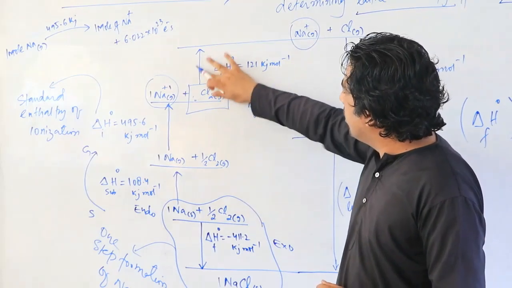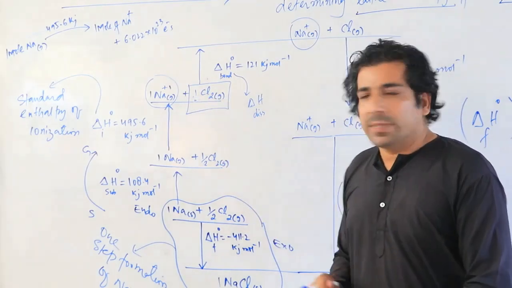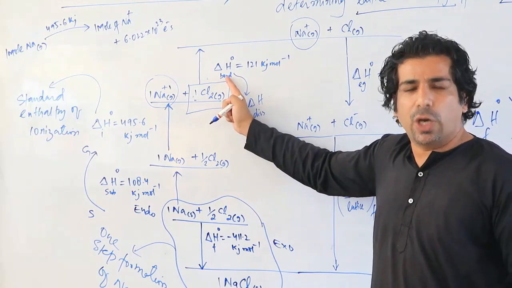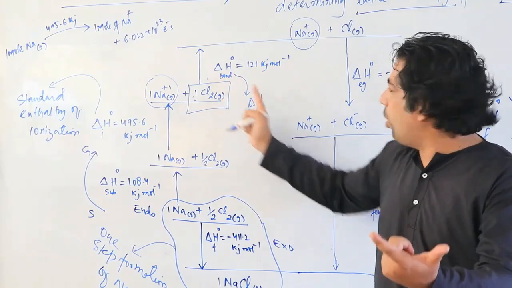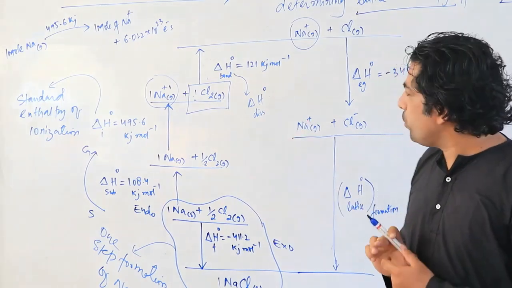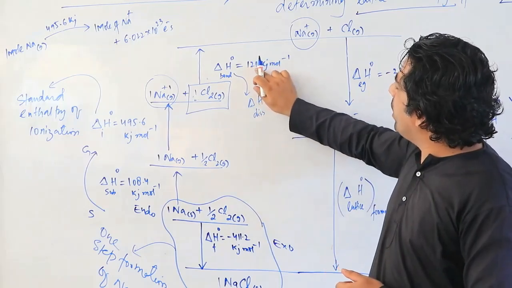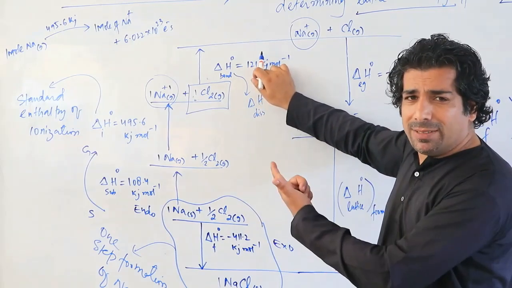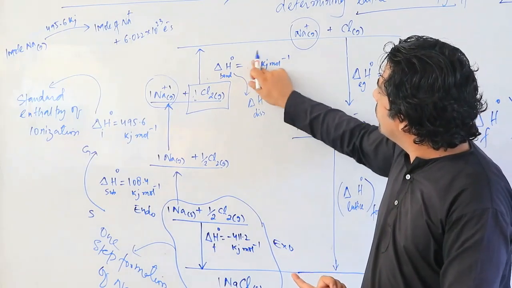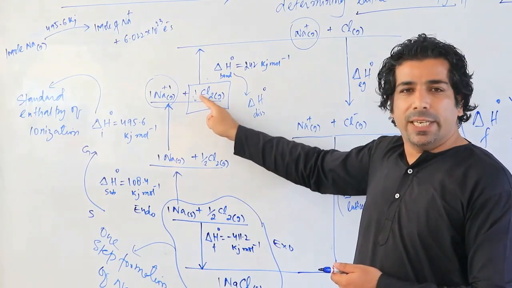Correct? If I take 1 mole of chlorine, then the standard enthalpy of bond dissociation, or you can call it bond enthalpy, or write it like this, standard enthalpy of dissociation, correct? So if it is 121, it will become double. Okay, how much is that? A double of this will become 242. It will become 242 if you have 1 mole of Cl2 here.